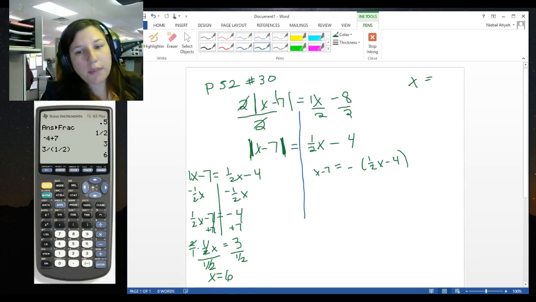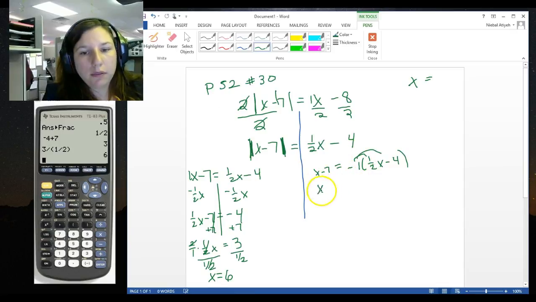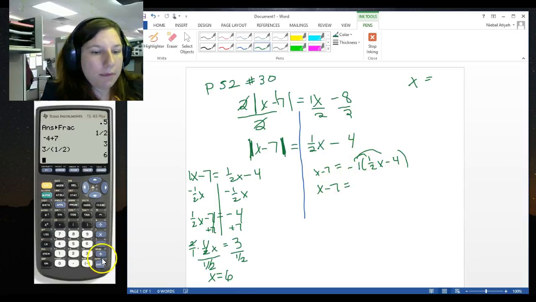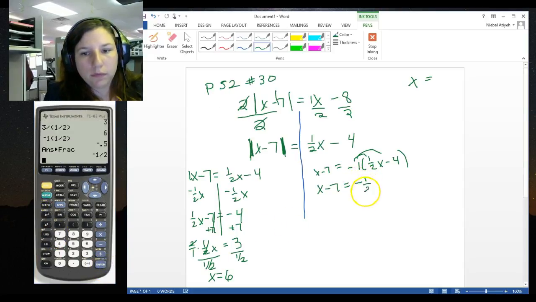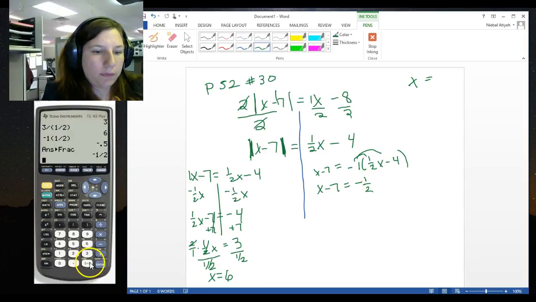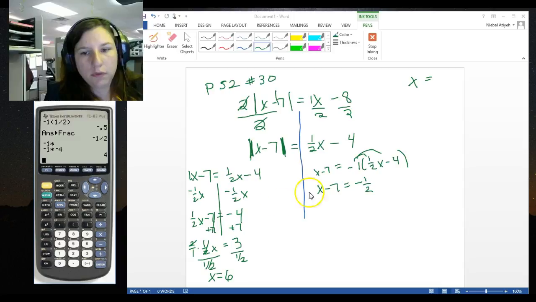Right? I'm going to do the same thing on the other side. I've got a negative 1 here. I'm going to distribute that. So, and again, go ahead and use your calculator, guys. Negative 1 times 1/2. And then you want to change that back to a fraction. And negative 1 times negative 4. So it's a positive 4.